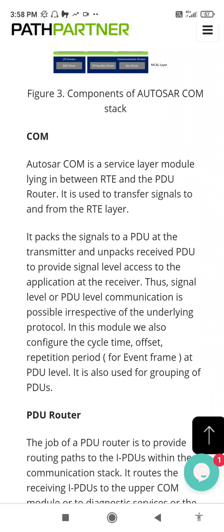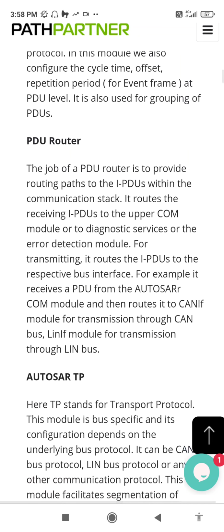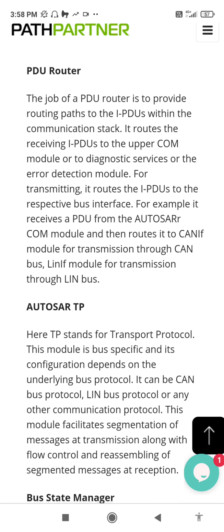Pdu Router. The job of a Pdu router is to provide routing paths to the IPDUs within the communication stack. It routes the receiving IPDUs to the upper COM module or to diagnostic services or the error detection module. For transmitting, it routes the IPDUs to the respective bus interface. For example, it receives a PDU from the AUTOSAR COM module and then routes it to CANIF module for transmission through CAN bus, LINIF module for transmission through LIN bus.